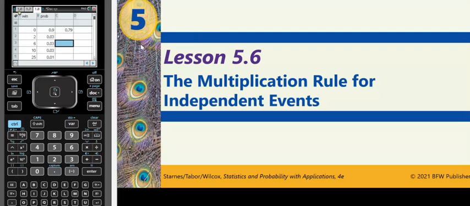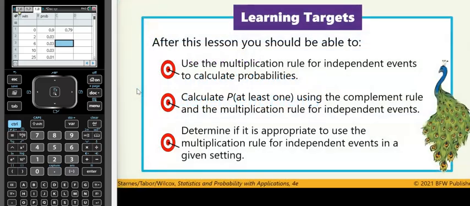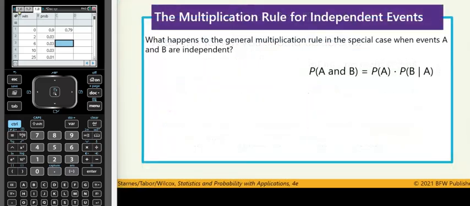Okay, so this is lesson 5.6, the multiplication rule for independent events. I think this is what we learned the other day. So multiply, you know, this is the general multiplication rule that you could use.